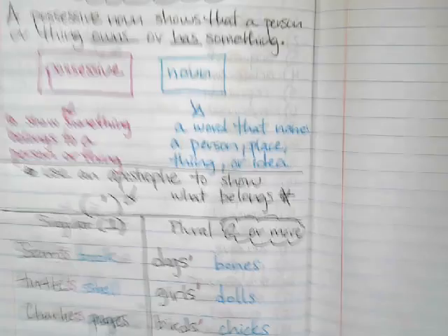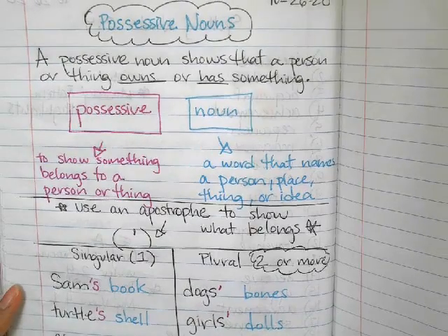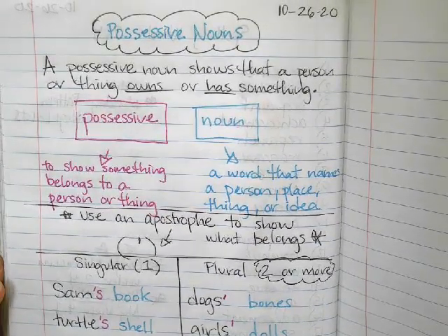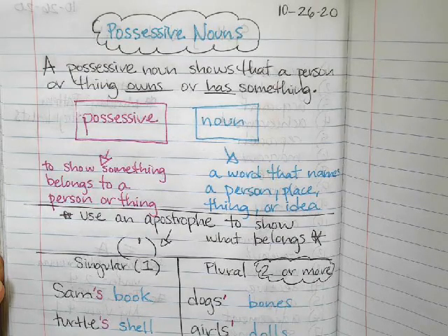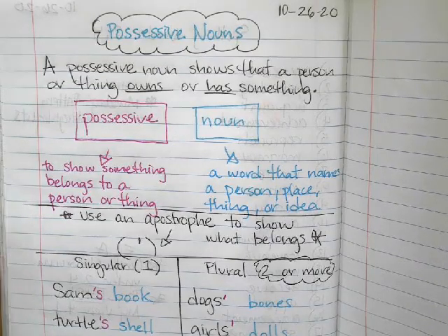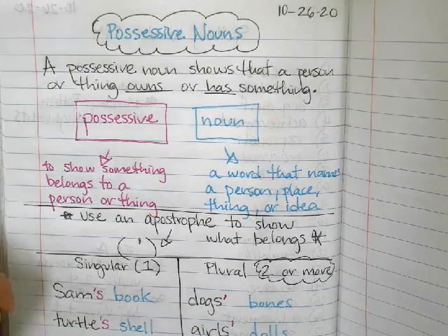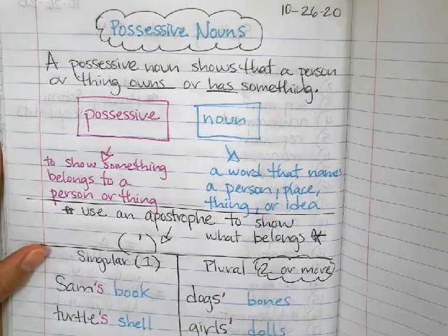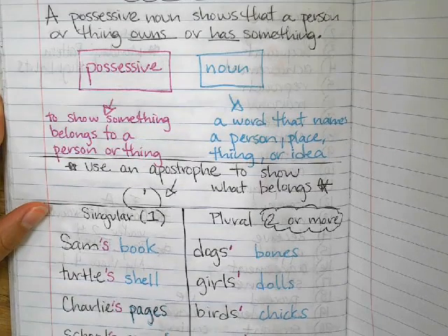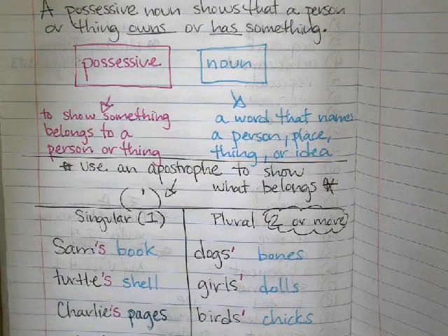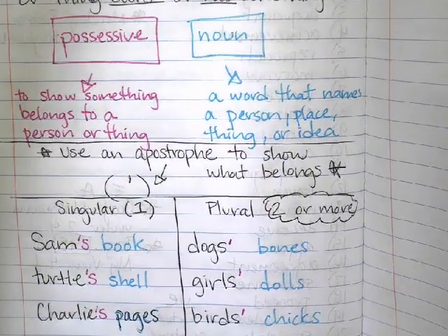Today we also did some nouns, some possessive nouns notes. A possessive noun shows that a person or thing owns or has something. So possessive, to show something belongs to a person or thing. Noun, a word that names a person, place, thing, or idea. So it's pretty simple. We use an apostrophe to show what belongs.